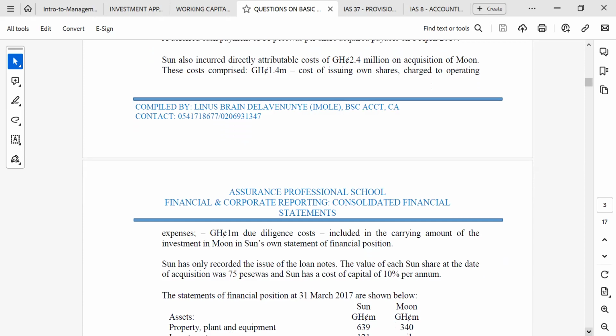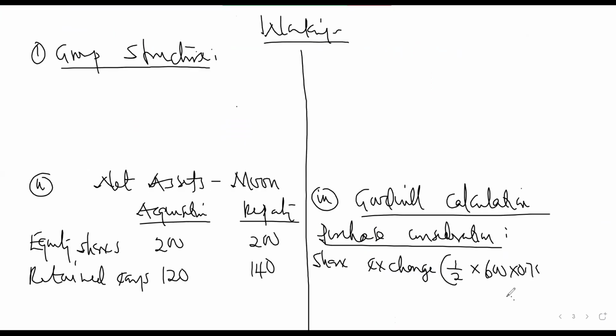75 pesos. Okay. The value of each Sun share at the date of acquisition was 75 pesos. So the 300 shares will be given to them at 75 pesos, so 0.75, as a share exchange? 225. So 300 times 0.75 will give you 225.